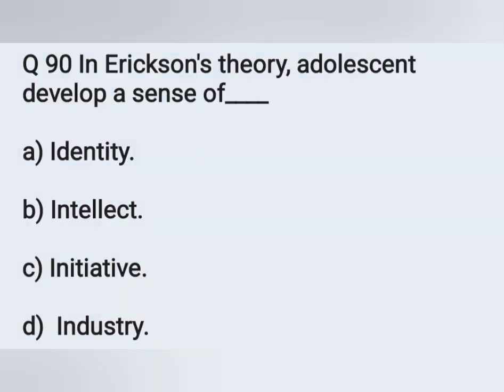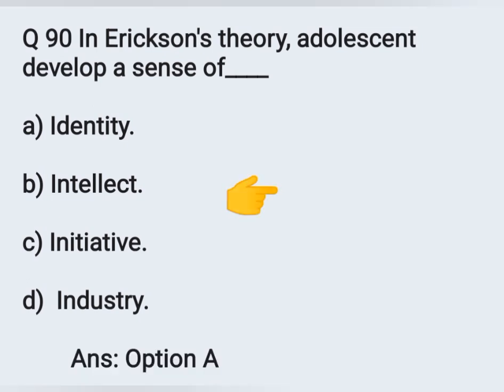And the next question, number 90. In Erik Erikson's theory, adolescent development is the essence of. Options: option A, identity, option B, intellect, option C, initiative, option D, industry. It is a direct question and the correct answer is identity. Option A is the correct answer.